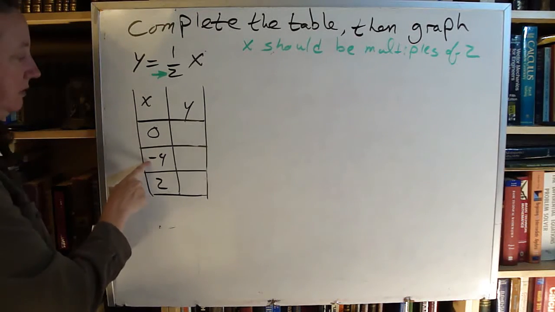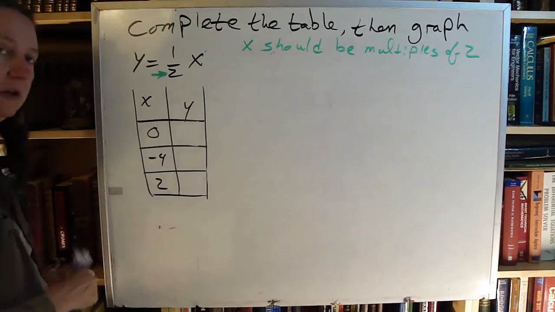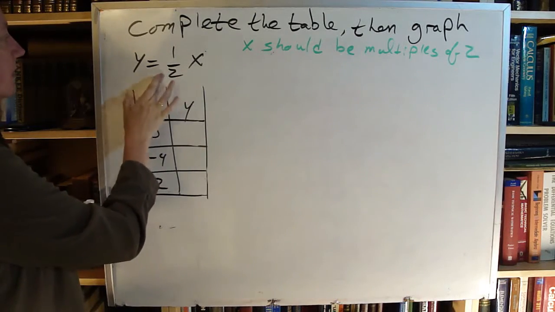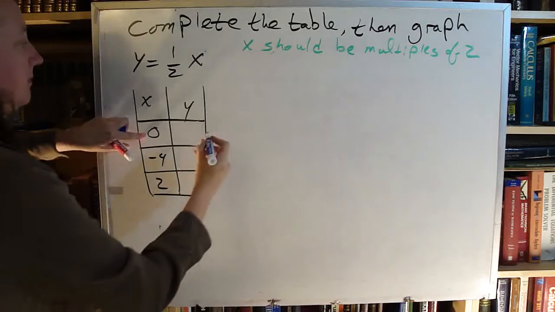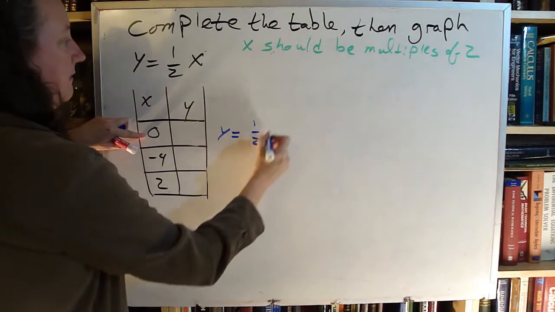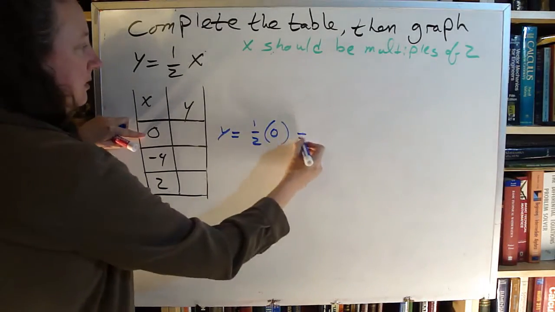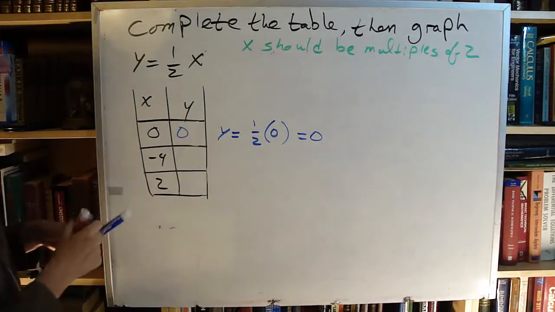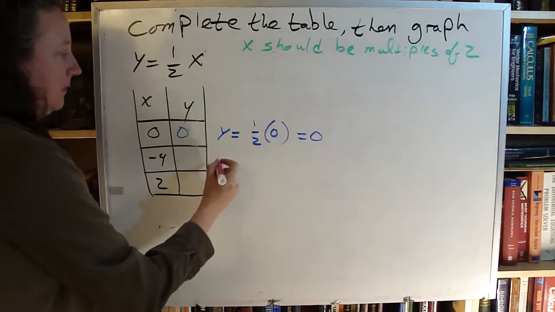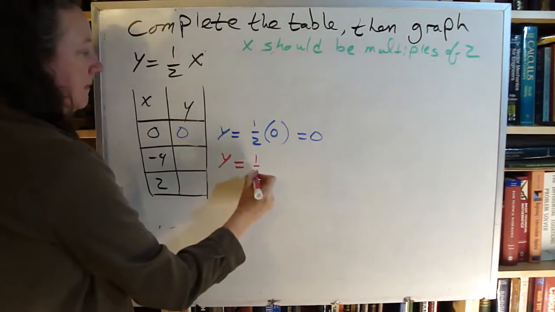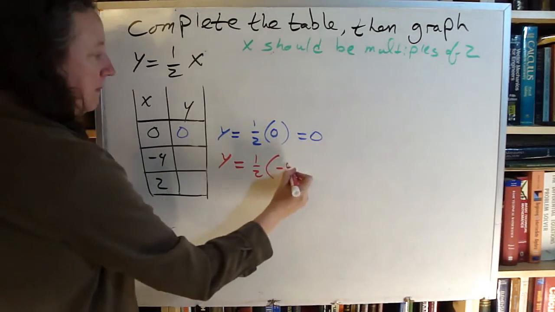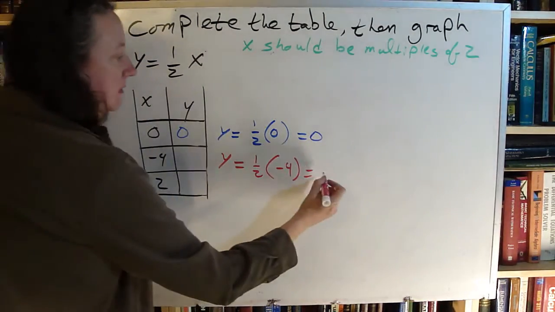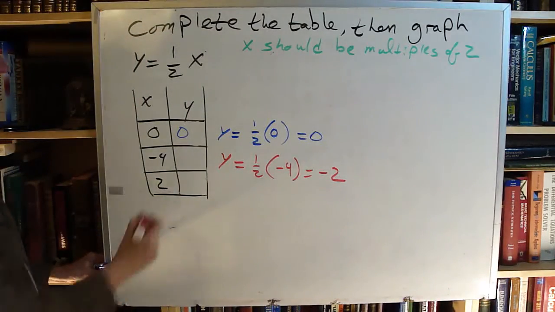So here I have 0, -4, and 2. So those are all multiples of 2. Plug in the 0. Y equals 1/2 times 0. Anything times 0 is 0. Next one, plug in the -4. Y equals 1/2 times -4. If you need to, grab your calculator, type it in. -2.